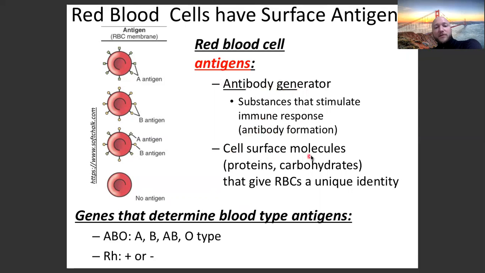They're cell surface molecules, proteins, carbohydrates, or glycoproteins that give red blood cells a unique identity. You've probably heard of this system before: your blood type. Are you A type blood, B type blood, AB, ABO, A positive, B negative? This is referring to the presence of these proteins and carbohydrates on the surface of your red blood cells.